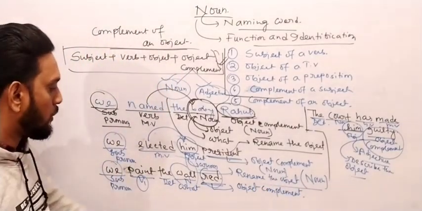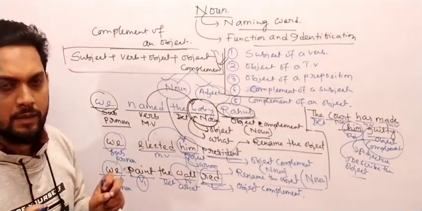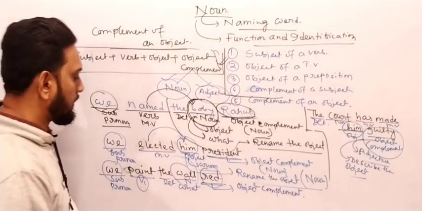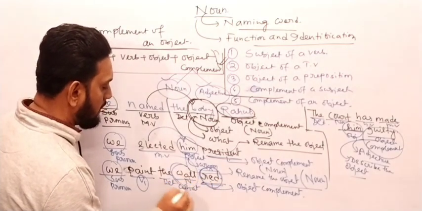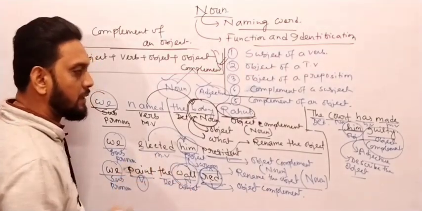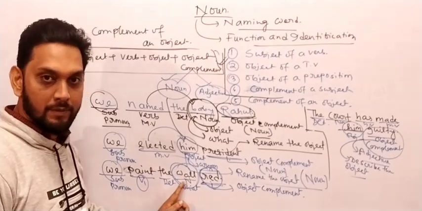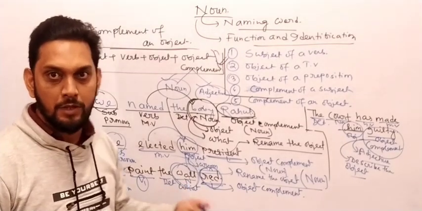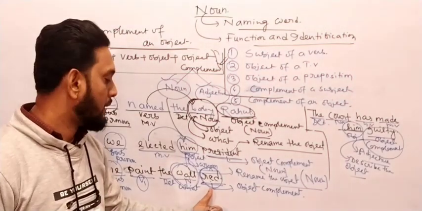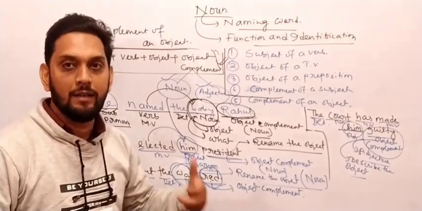Now I want to ask, is this object complement a noun or an adjective? Very simple and very sophisticated. Does this object complement play the role of a noun or an adjective? Now see, this word red comes for this object noun. Does this red rename this object? This is my question. Obviously no. What role does this word play over here? It describes the word. We paint the wall red.